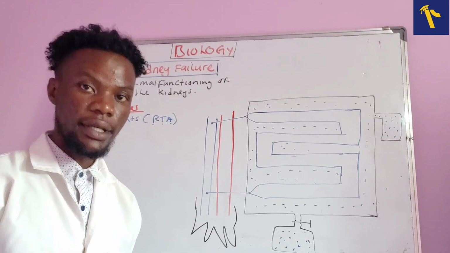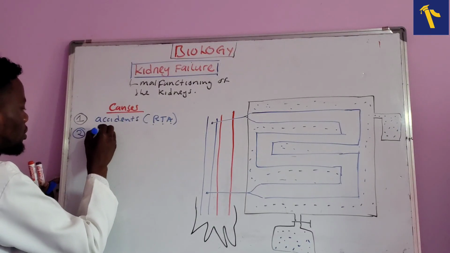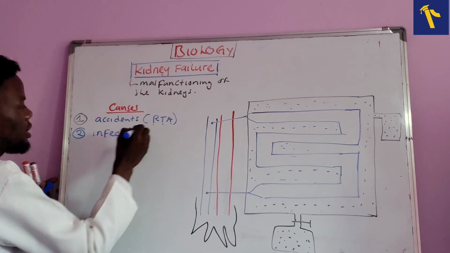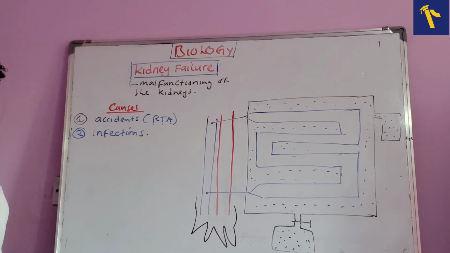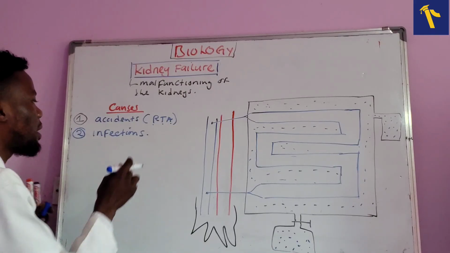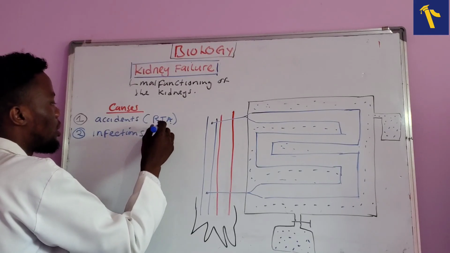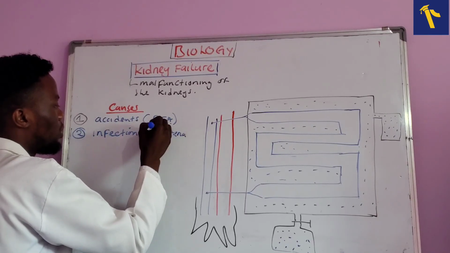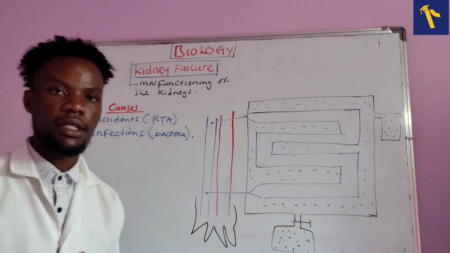Yes, we know it is infections. Infections can cause kidney failure. What are good examples of infections? It can be bacterial infections. So let's put in brackets bacterial, so let's just say bacteria. That is one good example of those infections.